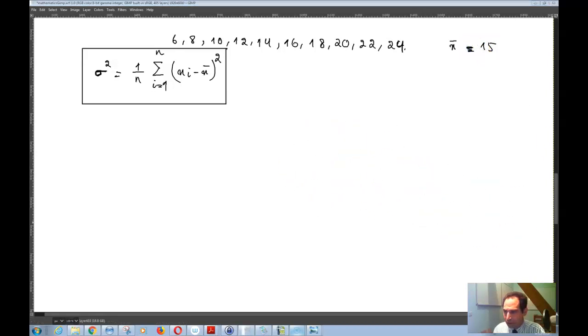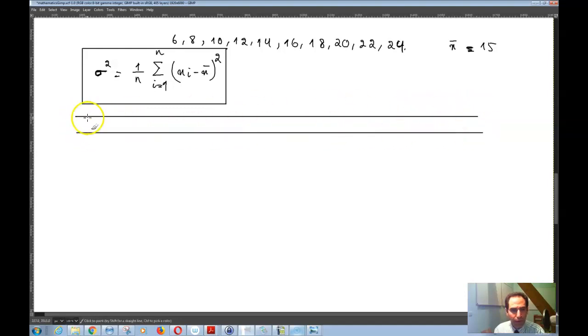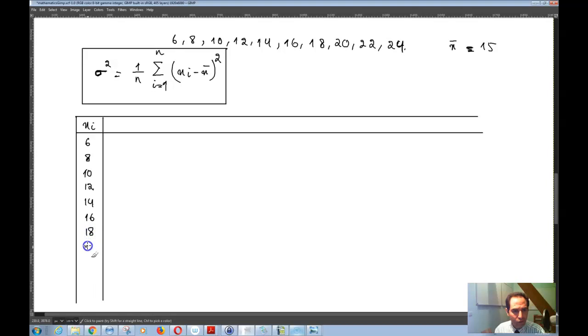And then you can put that in this formula. Of course, we need a table here, because I need to calculate x of i minus x bar. So if this over here is x of i, then x of i is basically 6, 8, 10, 12, 14, 16, 18, 20, 22, and 24.